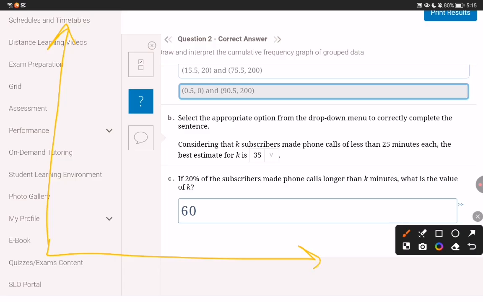For the cumulative frequency, I think we can use 20 again. So we're just gonna draw 20, 40, 60, 80, and 100, 120, 140, 160, 180, and I'm just gonna put 200 over here. Okay.